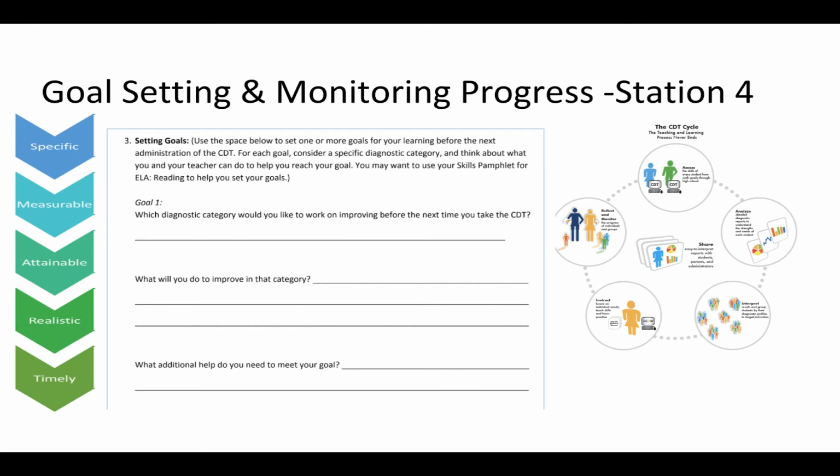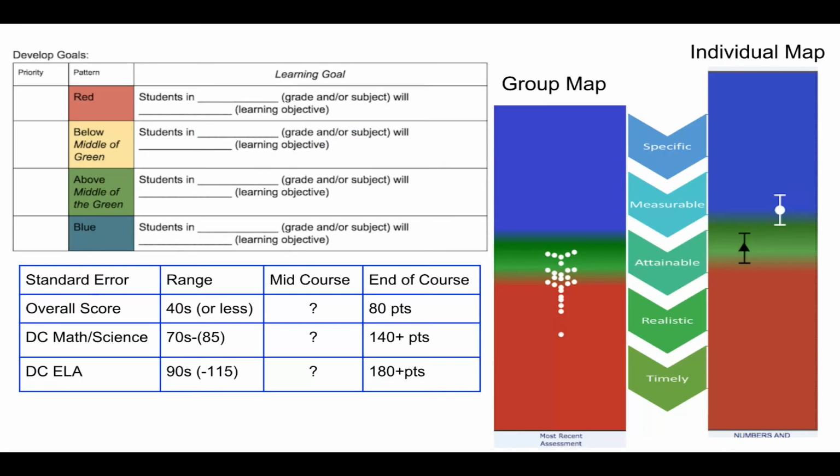In the metacognition template, students are asked how they will improve that category, and even what additional help they may need. But they're not asked to set a specific, measurable, attainable, realistic, or timely goal. So how could we do that? How could we set an individual goal that meets those criteria?